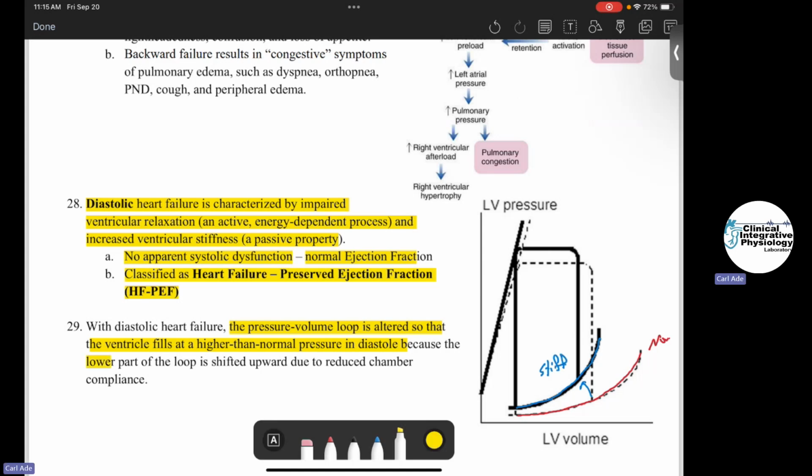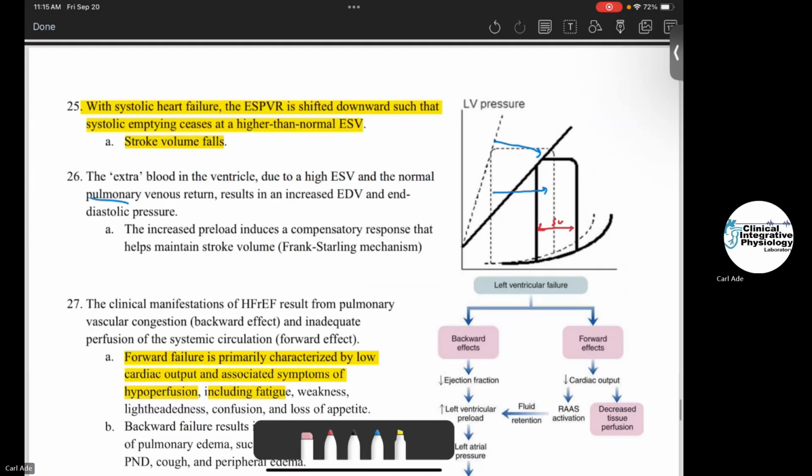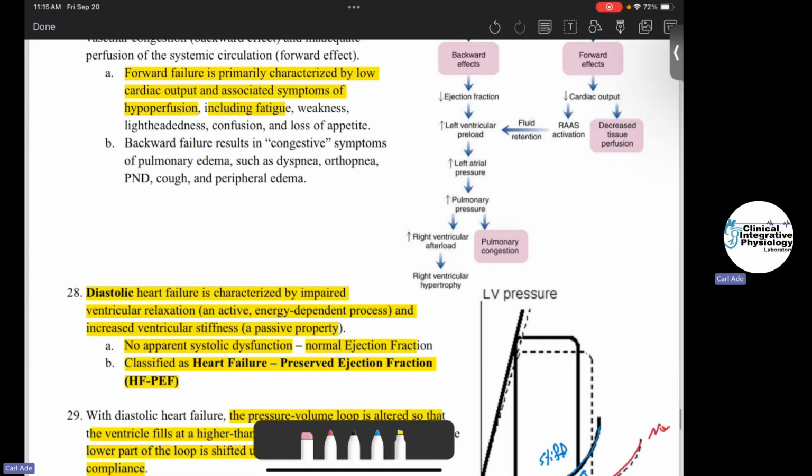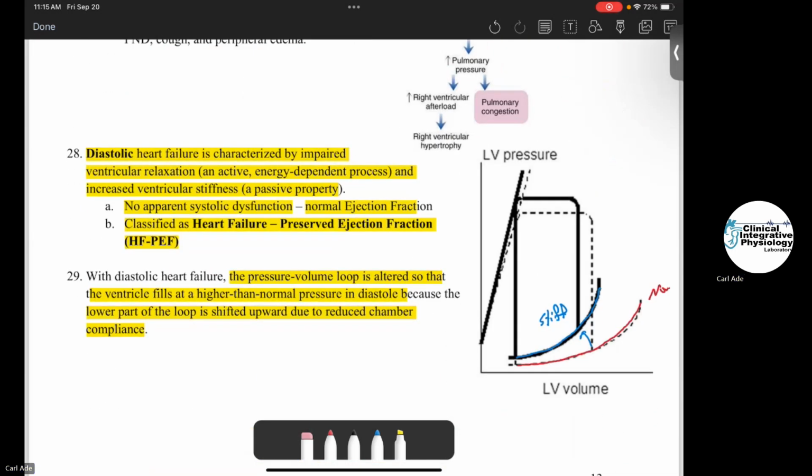This is all because there's impaired compliance. Same thing, though, as above with systolic heart failure: there's a low stroke volume here. There is a smaller stroke volume compared to normal.